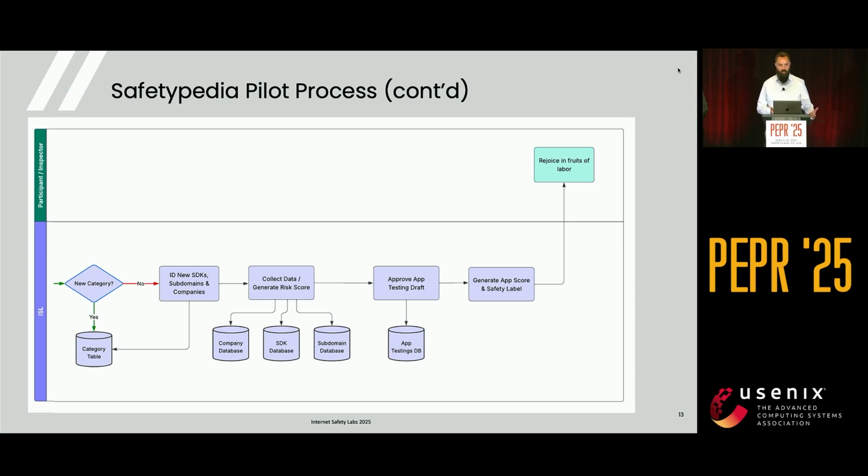For every google.com, which is easy to identify, there's 10 wistfulpirates.net that are harder to chase down. We perform this for every subdomain and SDK that we come across. And once that's done, we can generate risk scores for the companies, which then inform the risk scores for the subdomains, SDKs, and finally apps. Once we have risk scores for everything, then we can generate a safety label, and finally the inspector can see the fruits of their labor.